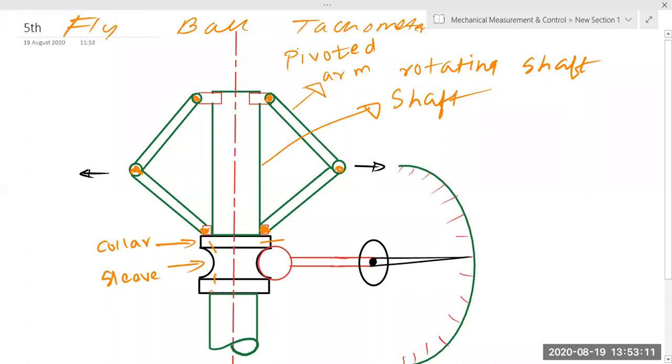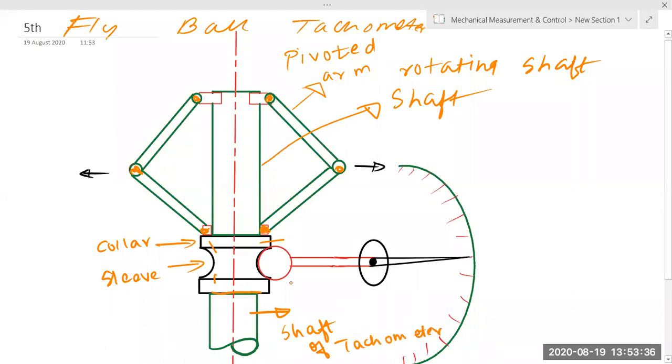Now there is one more shaft. If you can see this, there is one more shaft. This is the shaft of the instrument, the shaft of my tachometer, the tachometer shaft.